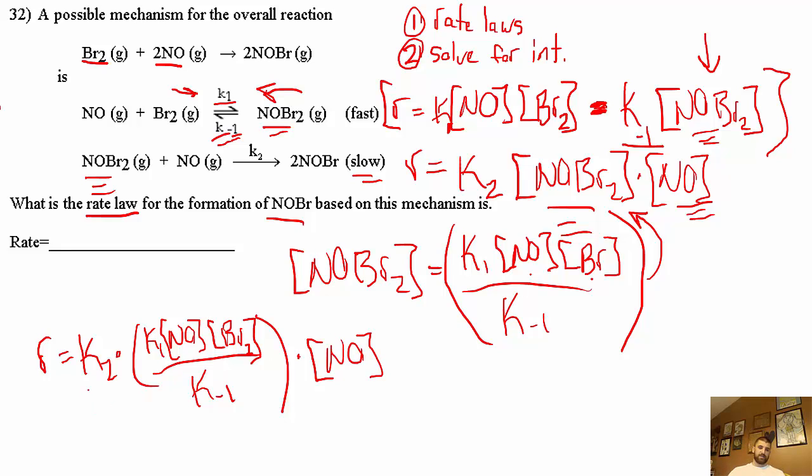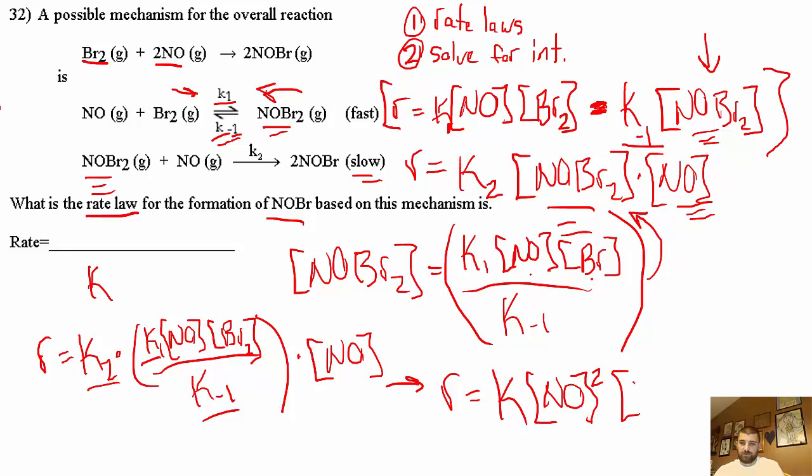Now, these K's are all just constants. They're just numbers. So what's going to happen is you can combine them to give you a new K, a new constant. So what this simplifies to is R equals K times, well, we've got 2 NOs, so NO squared, and we've got 1 Br2. So this is our rate law.